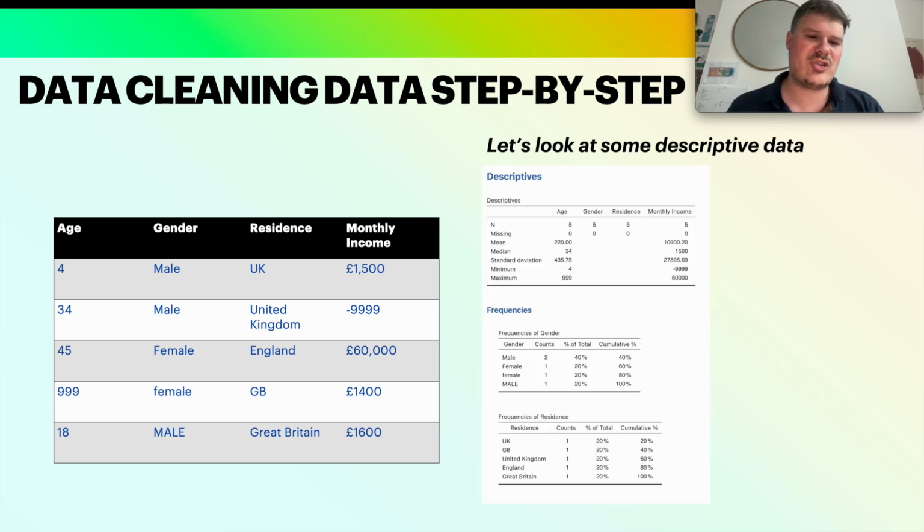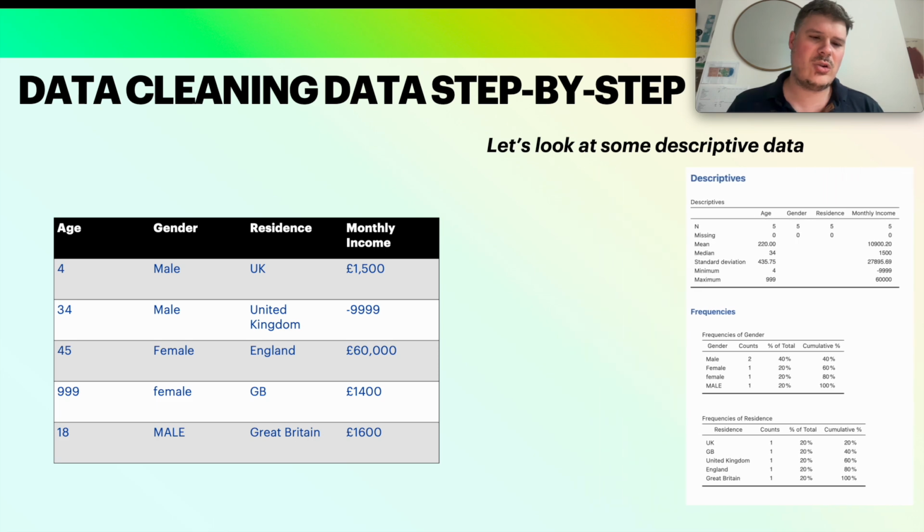So going back to that data, here we have the original data. When we look at the descriptors, we see that in age, the mean is 222. Clearly not right. We have gender. It says there's 4 different types. Again, that's not right. We know there's only 2. The same with residency. It says there's 5 different places of residency when we know there's only 1.